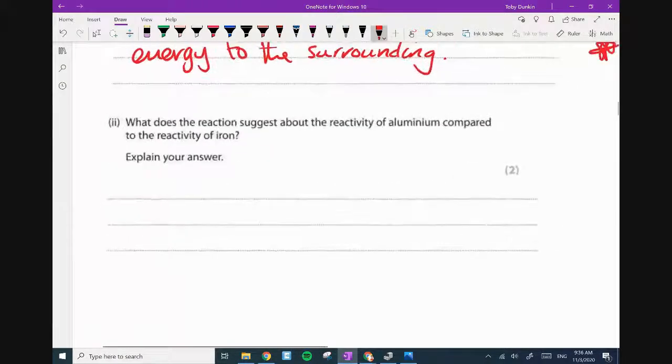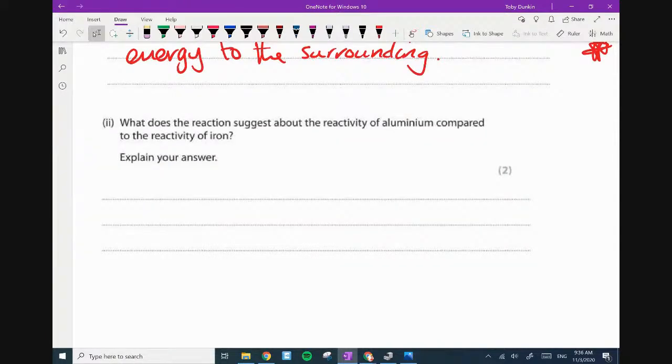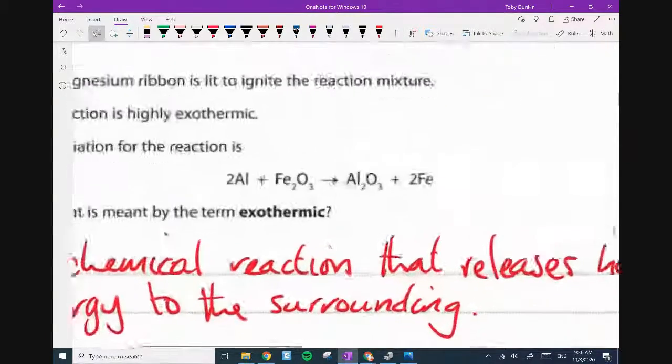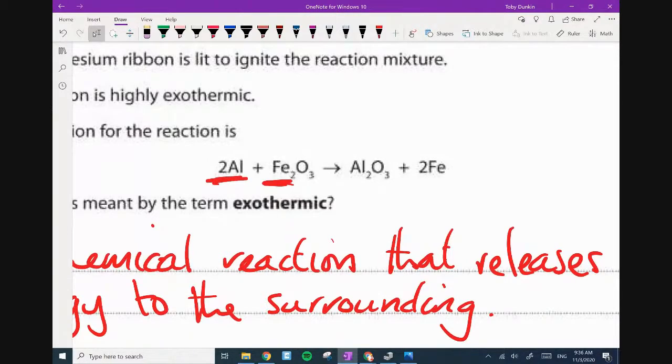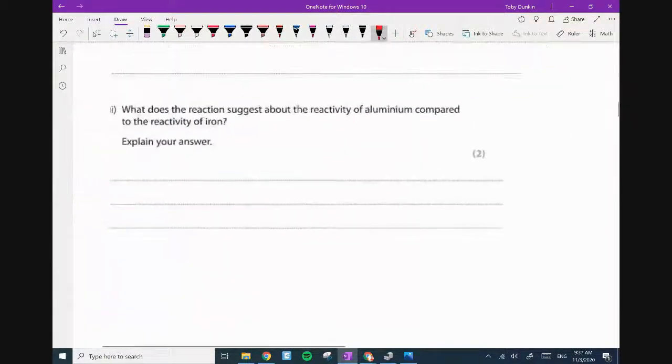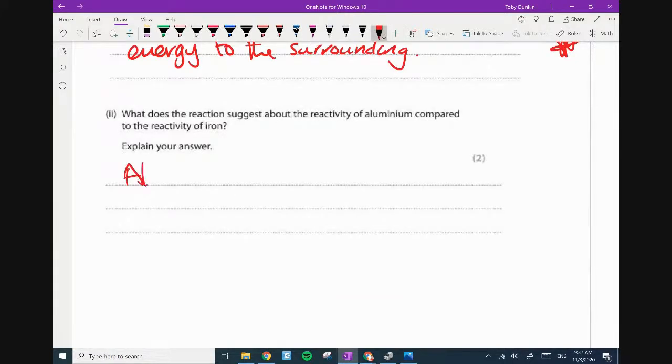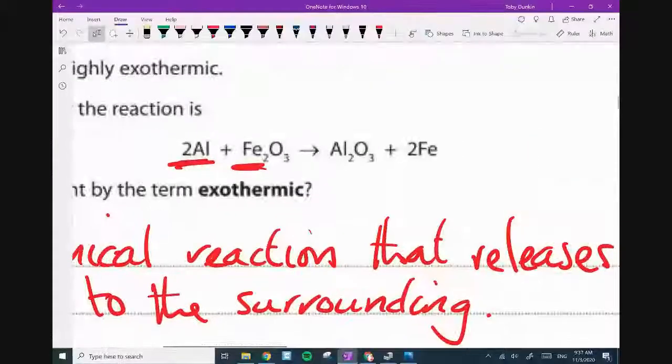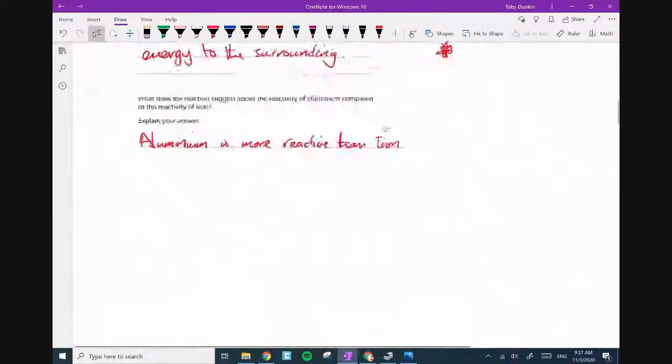What does the reaction suggest about the reactivity of aluminium compared to iron? Right, so aluminium is more reactive than iron. It suggests aluminium is more reactive than iron. Now, that's only one mark. We need to say a second mark, and then we need to explain it. And the reason why is because aluminium displaces the iron from aluminium oxide.